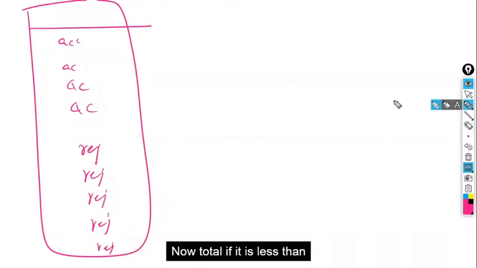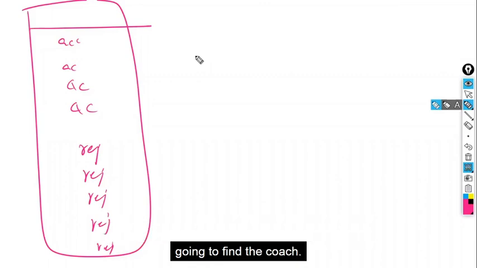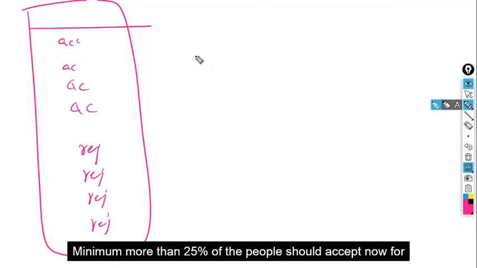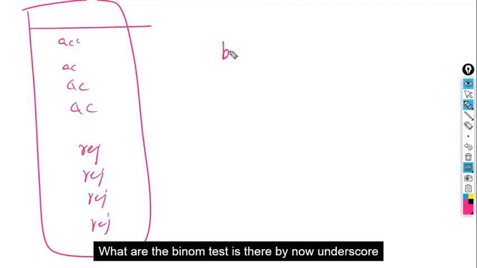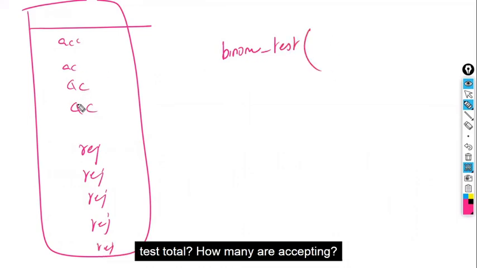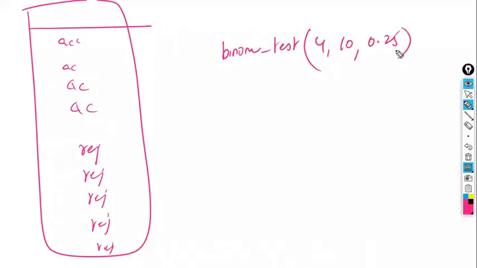Now, if less than 25% of the people accept, then I'm going to fire the coach. A minimum of more than 25% of the people should accept. Now for this, what do I have to write? The binom underscore test. Total how many are accepting? 4 people out of 10. Whether it is satisfying 25% or not, you write it like this.